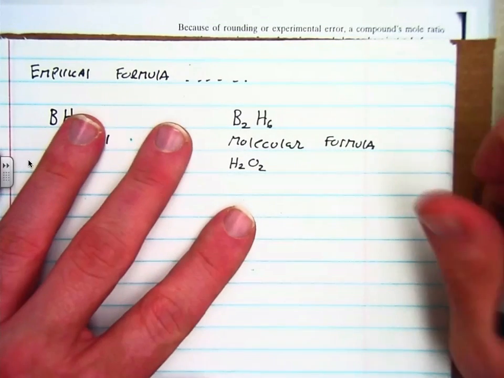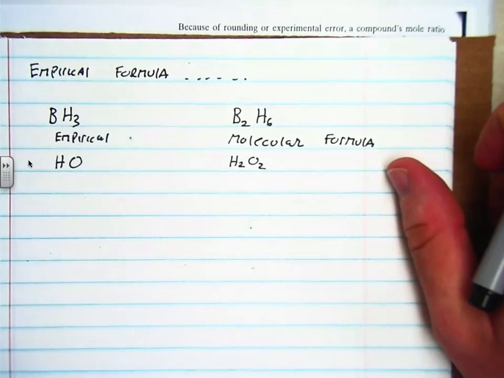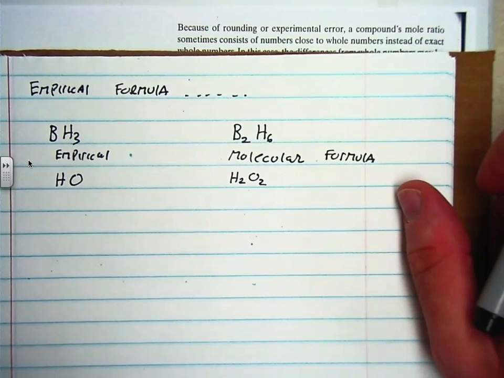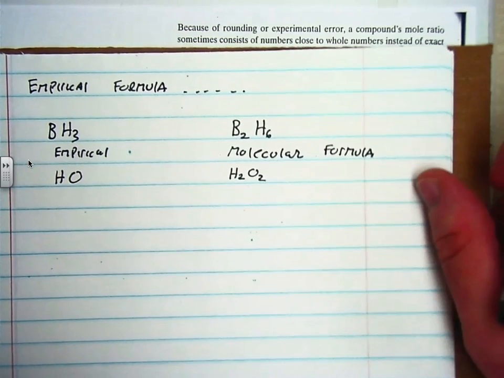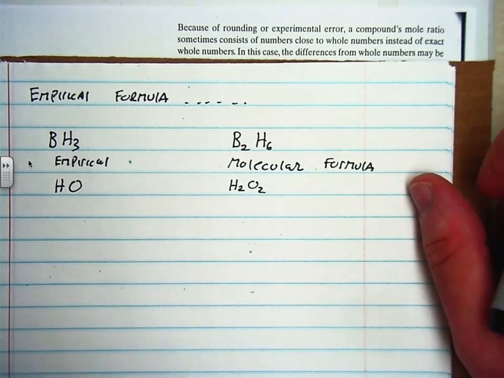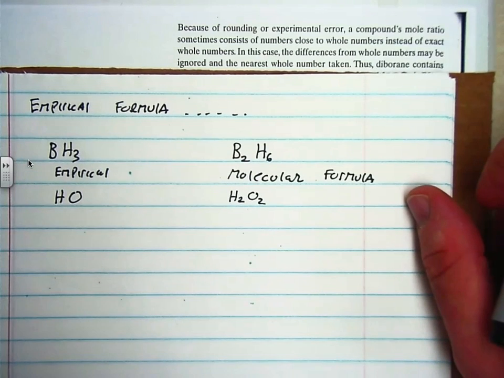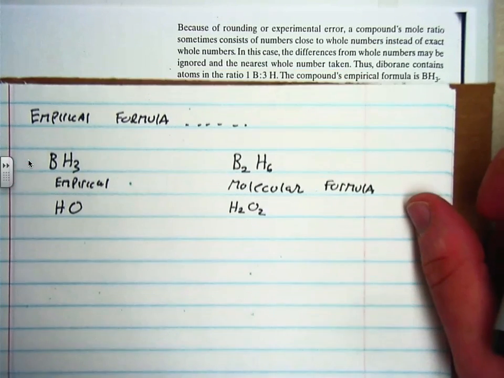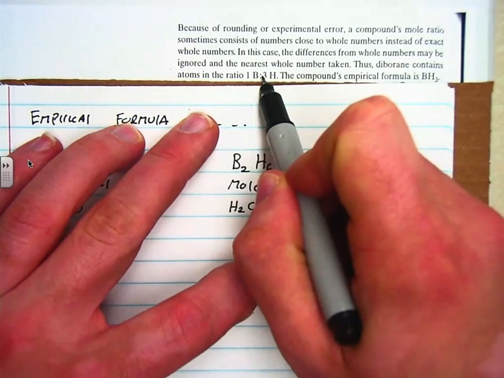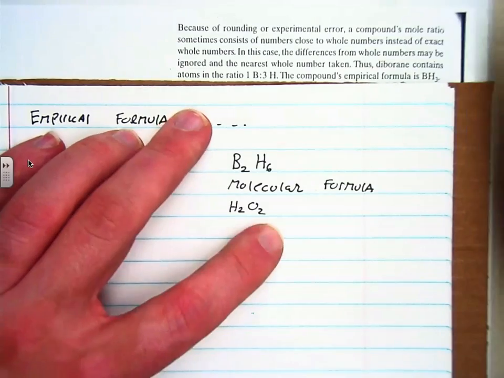Because of rounding or experimental error, a compound's mole ratio sometimes consists of numbers close to the whole number instead of the exact whole numbers. In this case, the difference from the whole numbers may be ignored, and the nearest whole number is taken. Thus, diborane contains atoms in the ratio of 1 to 3. The compound's empirical formula is BH3.